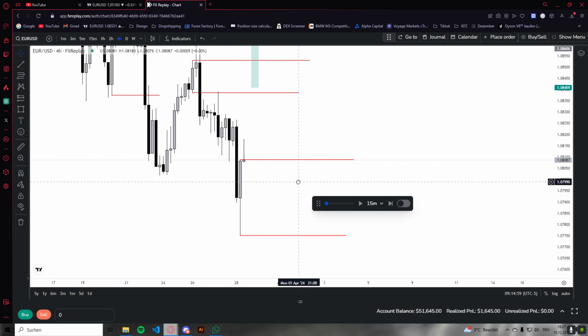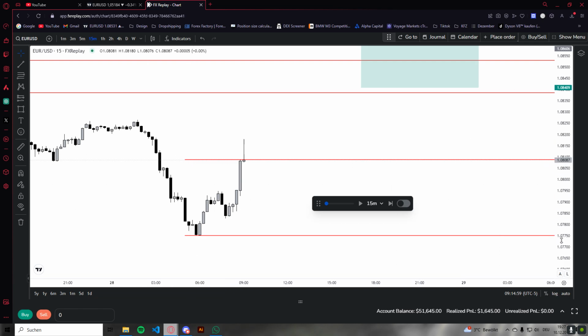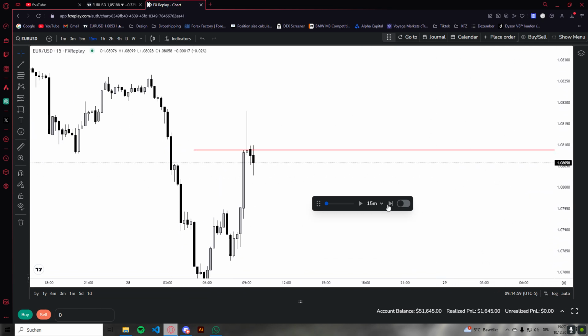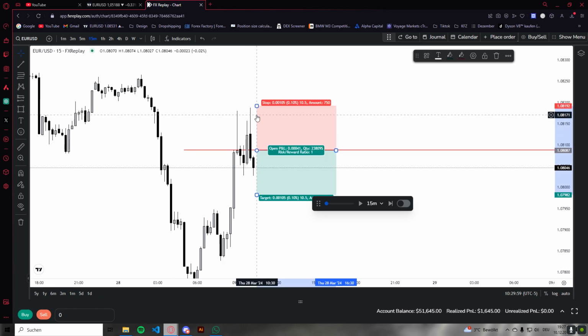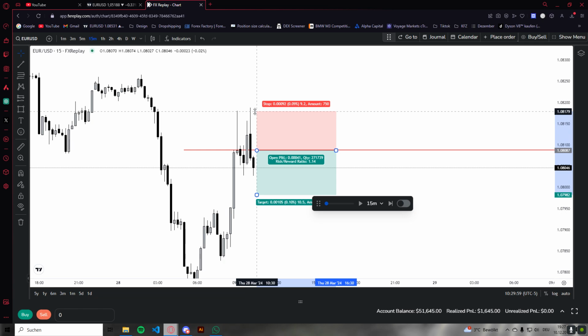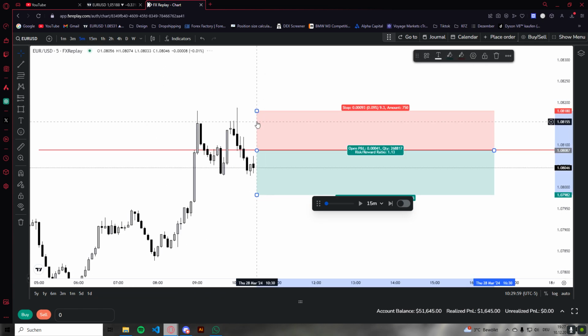Okay, fair value gap, and this little random thing, right? So let's wait for CSD. We got one right there. Okay, gonna enter off this one. Stop loss. Check.